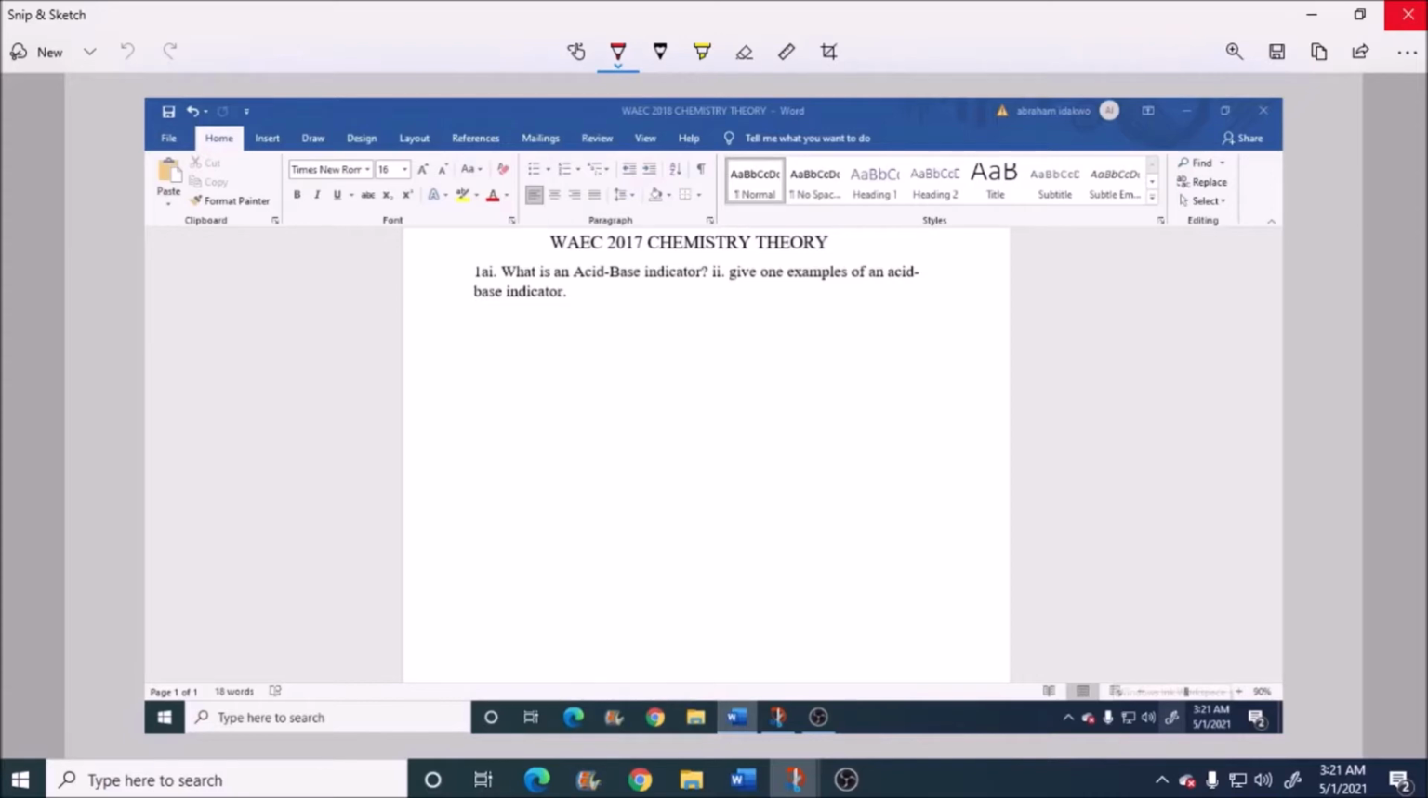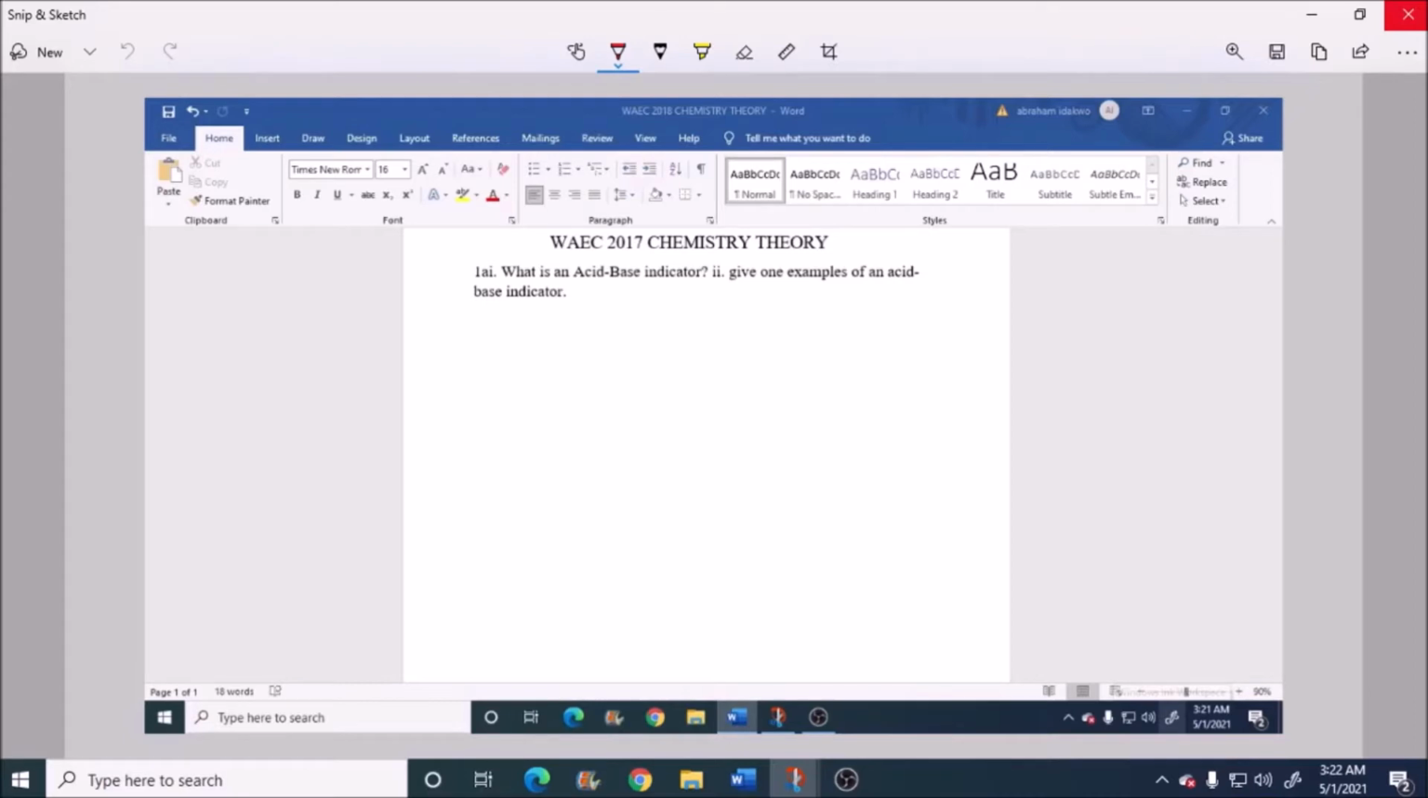Question number 1A, Roman figure 1 says, what is an acid-base indicator? Roman figure 2, give one example of an acid-base indicator.